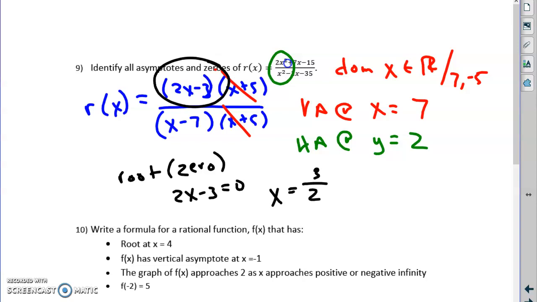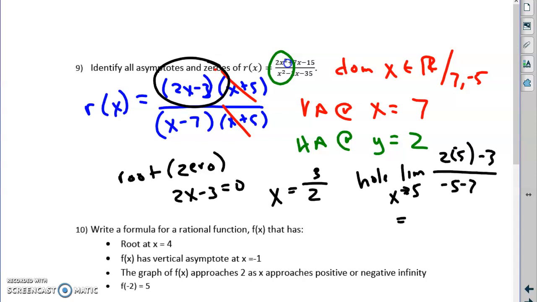Again, if I wanted to go one step further, since we have about a minute, hole or point discontinuity, limit as x approaches negative 5. If I plug a negative 5 in on top and a negative 5 in on bottom, if I clean that up, I would get negative 13 over negative 12, which is 13/12, or 1 point something. So where's the hole? Negative 5, comma, 13 over 12. Wasn't asked, but something that we've done.